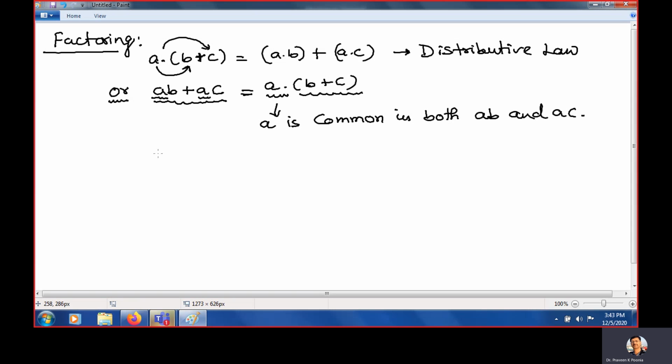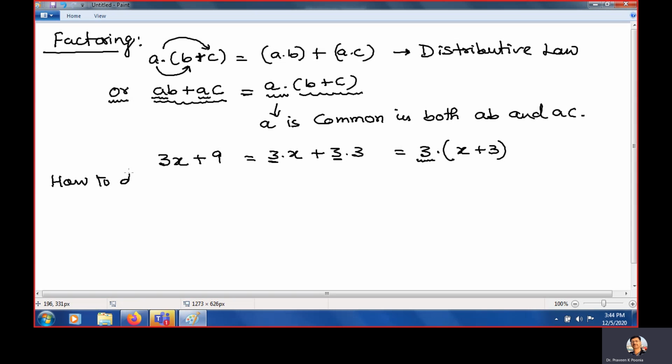Clear? For example, if you want to factor, say, 3x plus 9, how can we write it? If you see, 3 times x plus 9 can be written as 3 times 3. So look here, 3 and 3. 3 is the same, so 3 may be taken common. What remains here? Here is x and here is 3. Clear? So this is how we write. We are taking this 3 out. How to do it? The process is very simple.